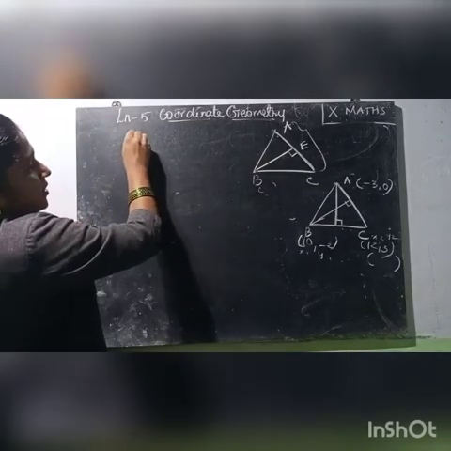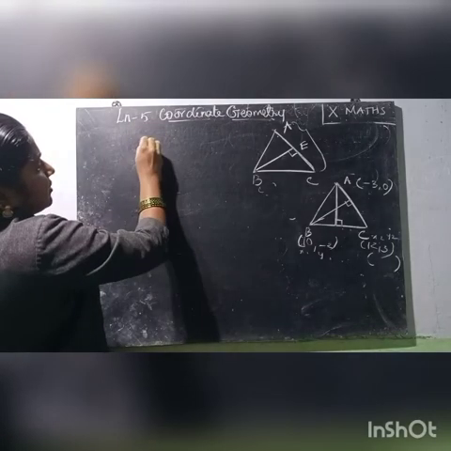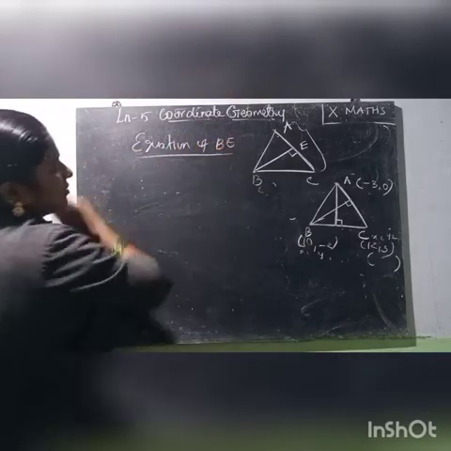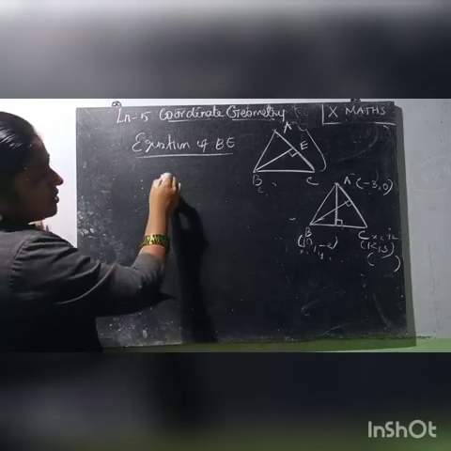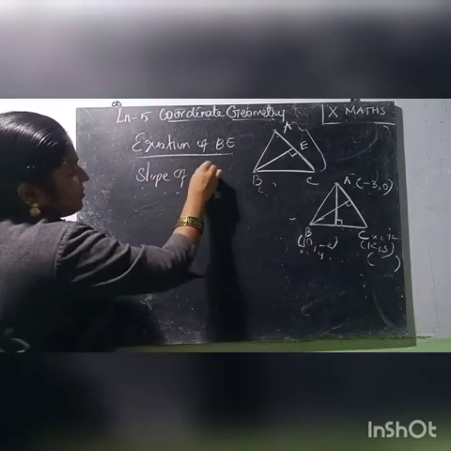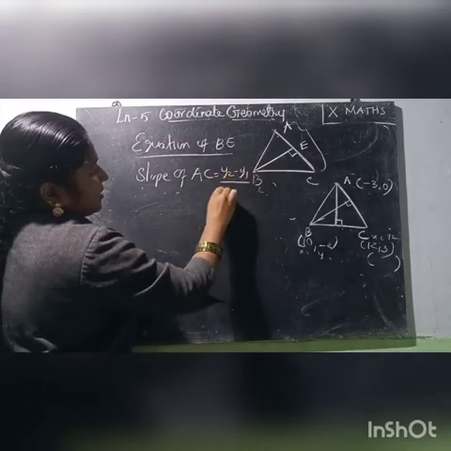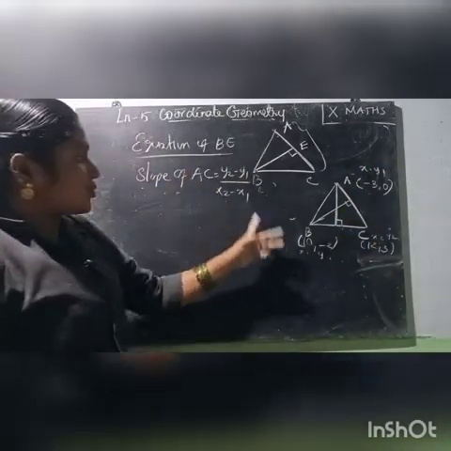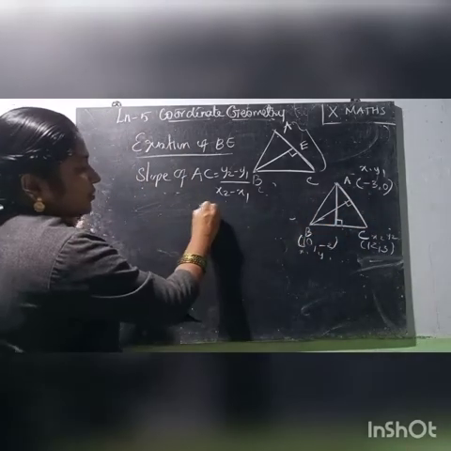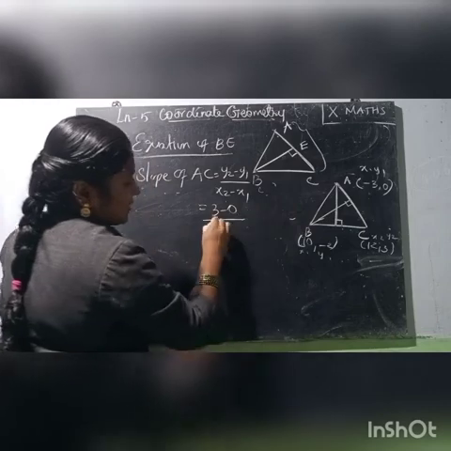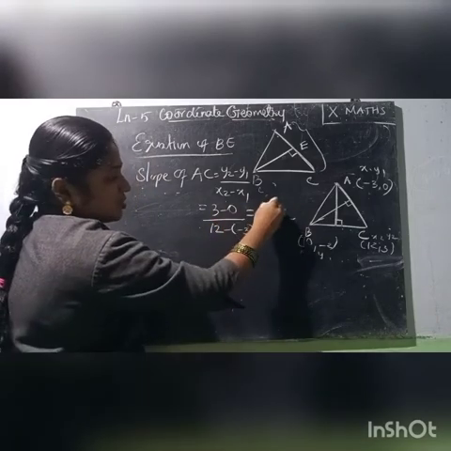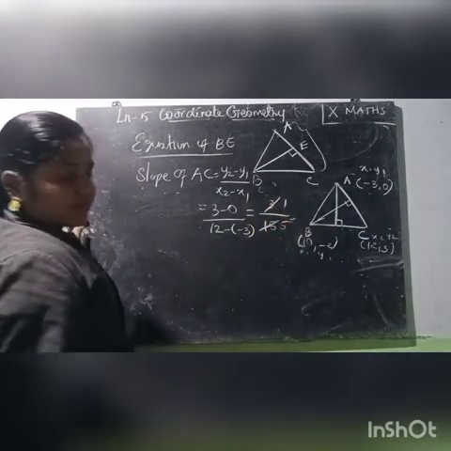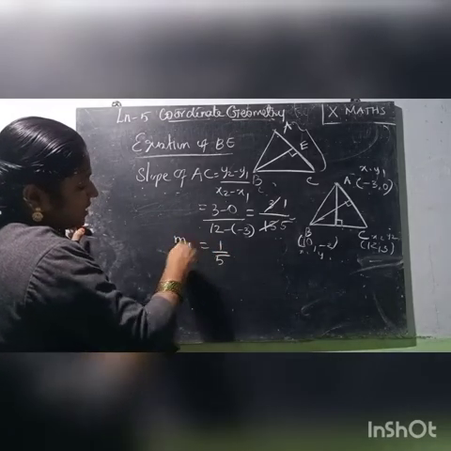So first, now we are going to find out the equation of BE. First, we will find out the slope of AC. Slope of AC is y2 minus y1 by x2 minus x1. See, this is x1 y1 and we will consider this is x2 y2. So y2 value is 3, y1 value is 0. So 3 minus 0 divided by x2 minus x1, 12 minus of minus 3. We know 3 minus 0 is 3, minus of minus plus, 12 plus 3 is 15. You cancel 1 time, this is 5 times. So now 1 by 5. We will consider this is M1.